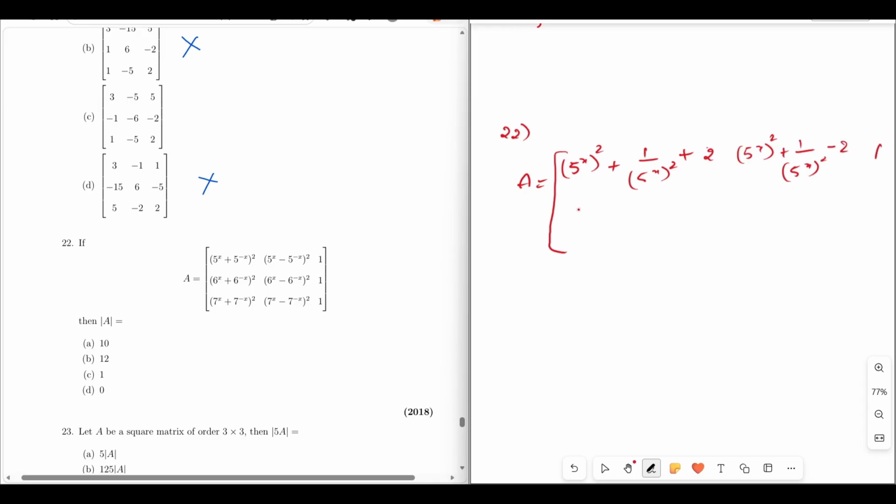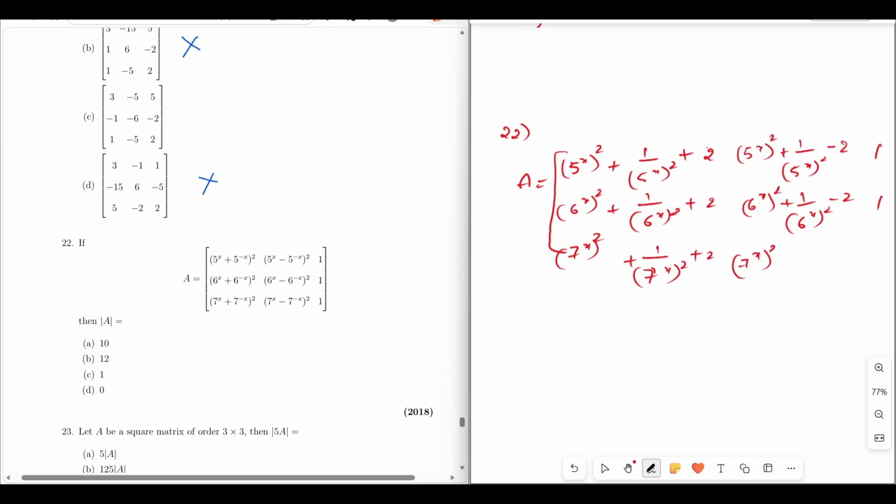2AB, and 1. So similarly for all others, you will get 6 power x whole square plus 1 by 6 power x whole square plus 2. And the same thing, 6 power x whole square plus 1 by 6 power x whole square minus 2, and 1. 7 power x whole square plus 1 by 7 power x whole square plus 2. 7 power x whole square plus 1 by 7 power x whole square minus 2, and 1. Okay, this is the simplified matrix.